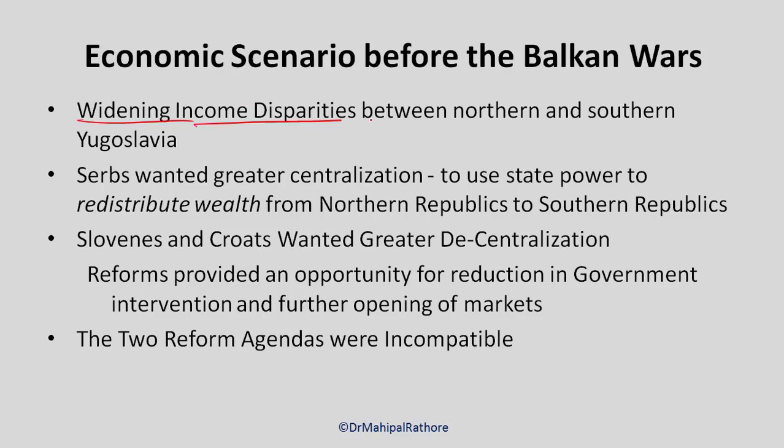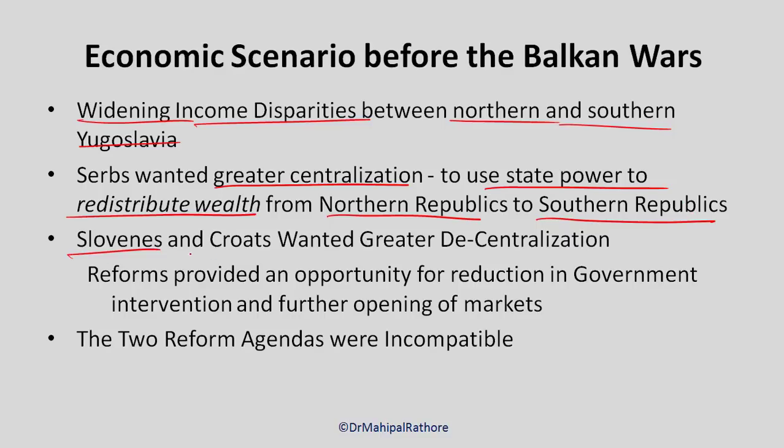There was wide income disparity between the northern and the southern Yugoslavian republics. Serbs wanted greater centralization so that they could use state power to redistribute wealth from the northern republics to the southern republics. So areas like Kosovo, Serbia, were not very rich. There was less economic development in these areas. On the other hand, Slovenia and Croatia were very much developed, more developed than the other parts of the country, and they wanted greater decentralization.